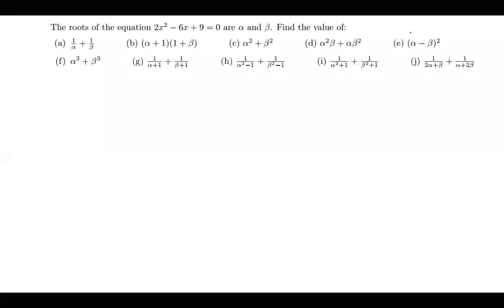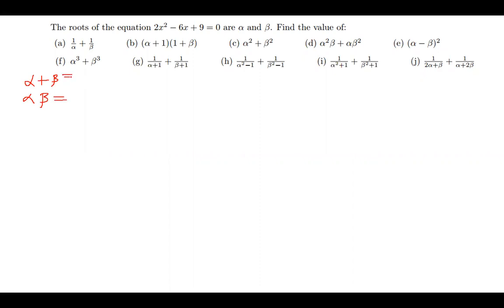All right. So this is another question from your tutorial sheet, which is: say the roots of the quadratic equation are alpha and beta. Find the value of 1 over alpha plus 1 over beta. So basically with these questions, what is very important is for you to first find what alpha plus beta is and what alpha times beta is.